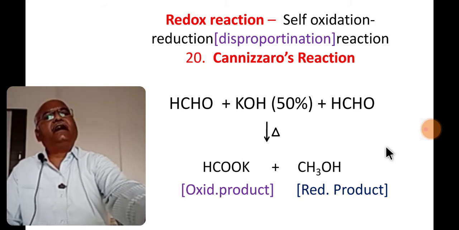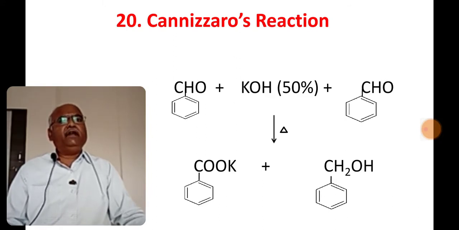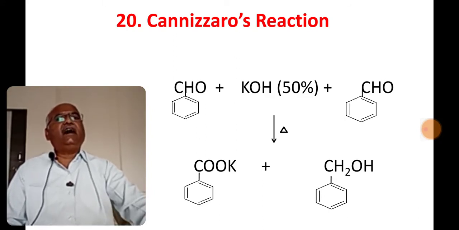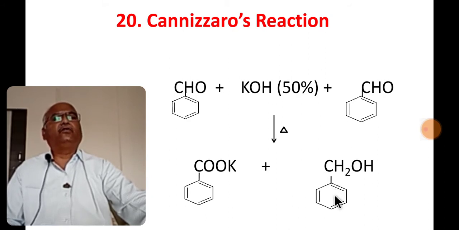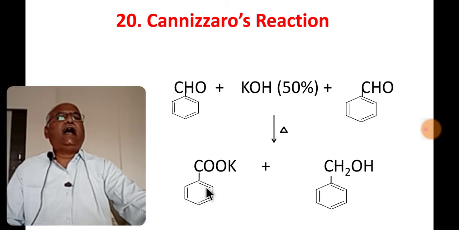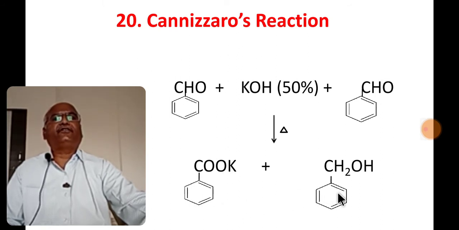I explain Cannizzaro reaction by taking the example of benzaldehyde. Benzaldehyde is treated with, or heated with, concentrated KOH. One molecule of aldehyde undergoes oxidation, another molecule of aldehyde undergoes reduction. Acid produced reacts with alkali to form potassium benzoate, where benzyl alcohol is the reduction product.